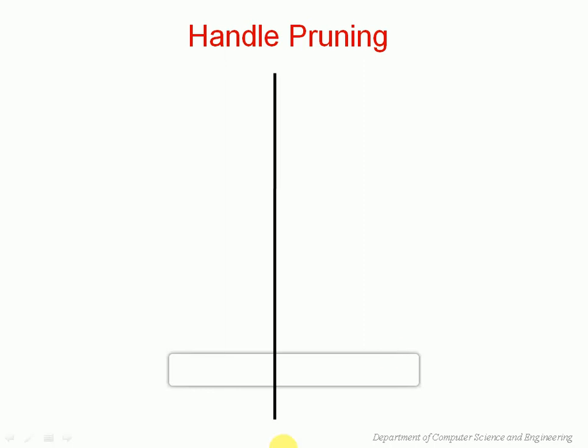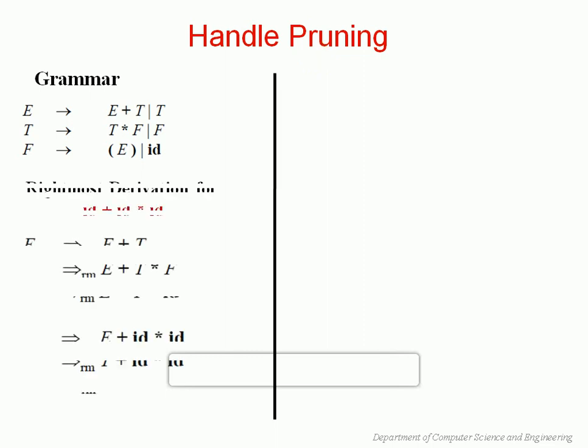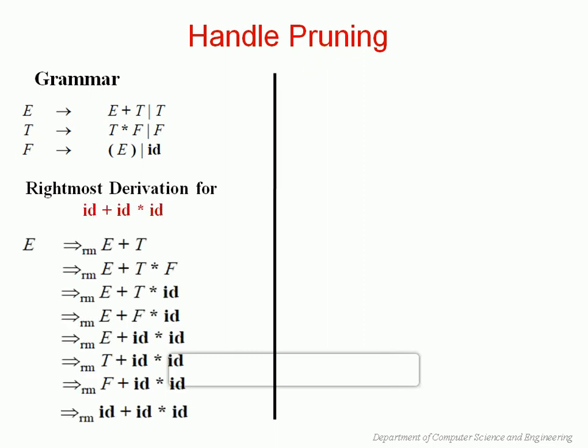Now let us see this handle pruning technique. What do you mean by handle pruning? That we will see. Let us see this expression grammar, and we have the rightmost derivation for a particular string, that is id plus id star id. So you start with the start symbol E and replace with the right hand side of productions in this grammar.